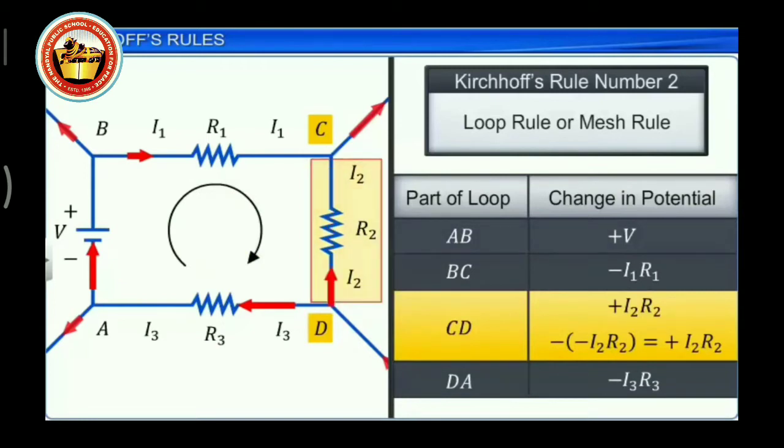So along the direction AB, the current direction is toward the positive terminal of the battery, that's why the potential V is positive. Along BC, the current direction I1 and the clockwise direction are both the same, that's why we have to take negative. Coming to CD, it is opposite to clockwise, so we have to take positive. And DA, the current direction I3 and the clockwise direction are the same, that's why we have to take negative. Minus I3 R3 for DA.